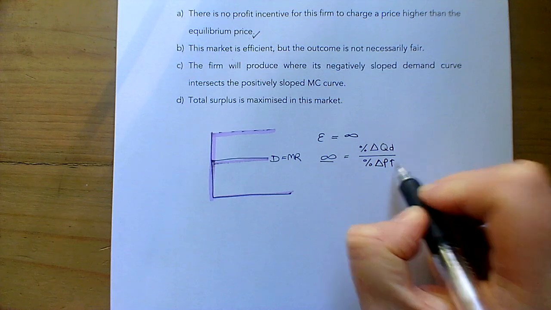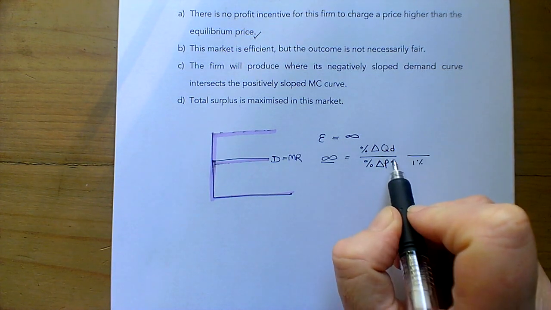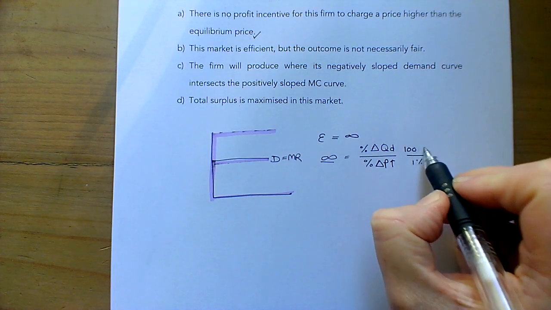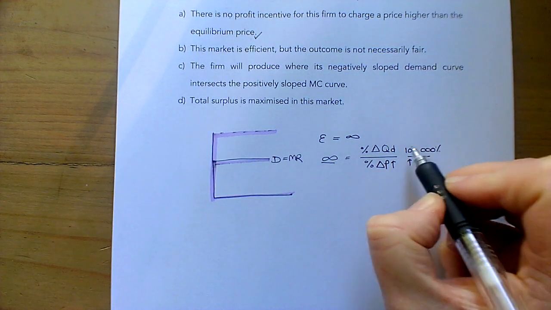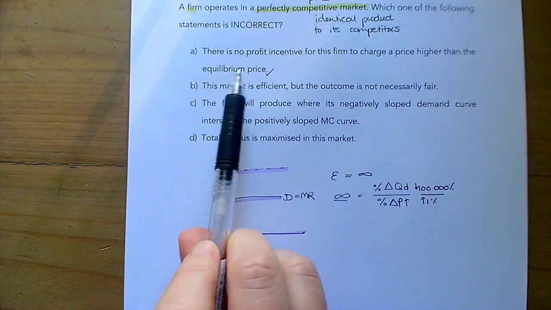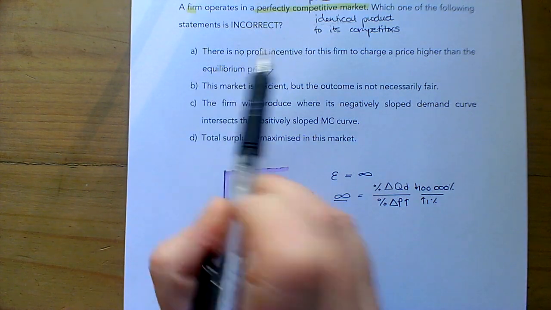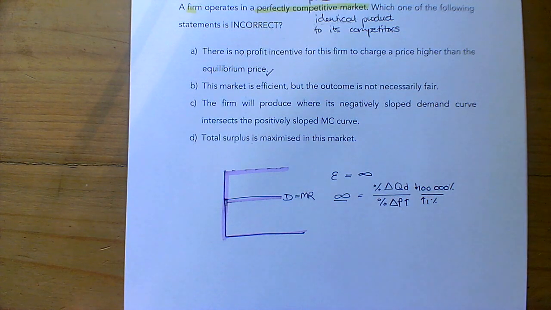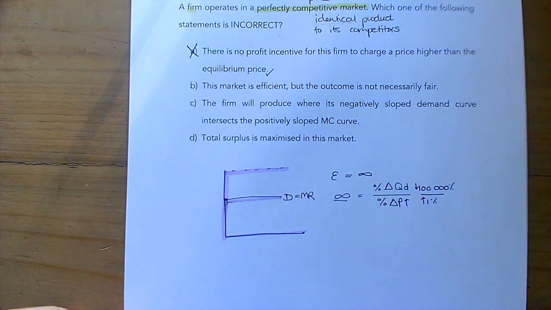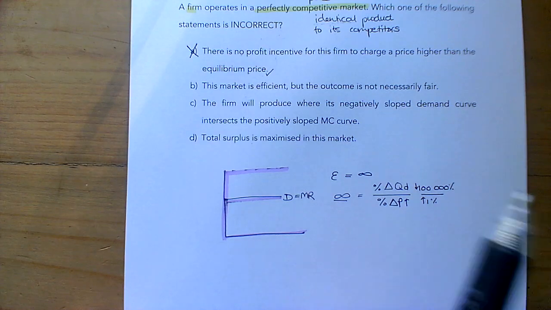If you increase your price by even a little bit, so let's say 1%, it means that your quantity demanded is going to fall by some really large value. So let's say 100,000%. So even increasing your price by a little results in a massive decrease in your quantity demanded. And so yes, there is no profit incentive for a firm like this to charge a price higher than the equilibrium price that is set in the market because it risks losing most, if not all, of its sales. So in the context of this question, which is looking for an incorrect answer, this is not the statement that we are looking for.